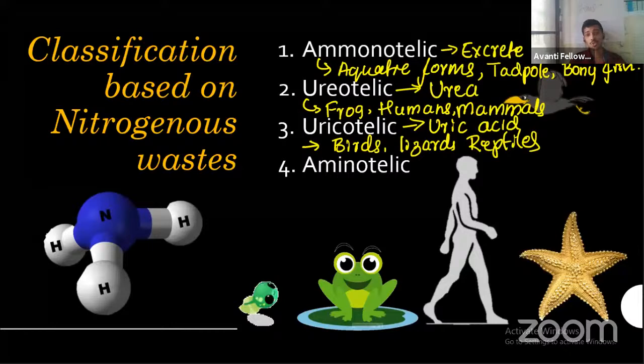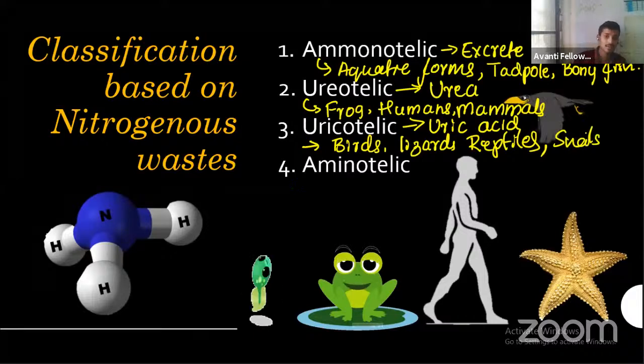Okay, so uricotelic, what happens? They require much less water. That's why if you see the feces of birds or lizards, they have very small excretions, right? Yes, land snails also are a correct answer. Like land snails also, you can take as the answer.